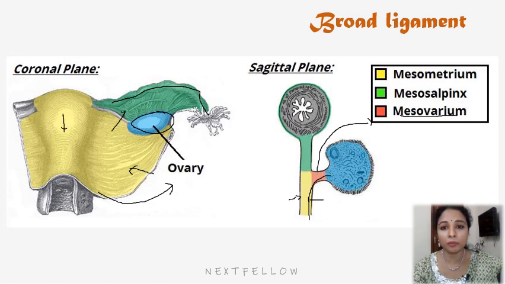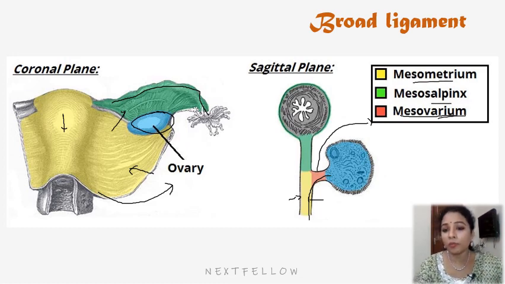So that is the important difference which you have to note here. Next about the mesometrium, which is the rest of the broad ligament. It is a part of broad ligament below the mesosalpinx and meso-ovarium. So broad ligament itself we can divide into mesometrium, mesosalpinx, meso-ovarium.